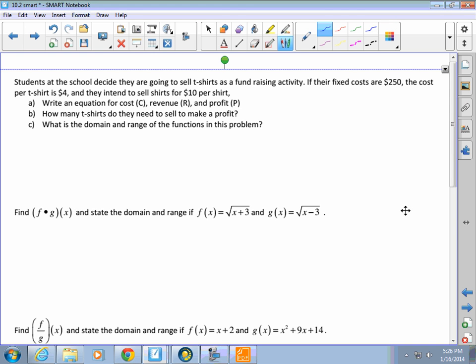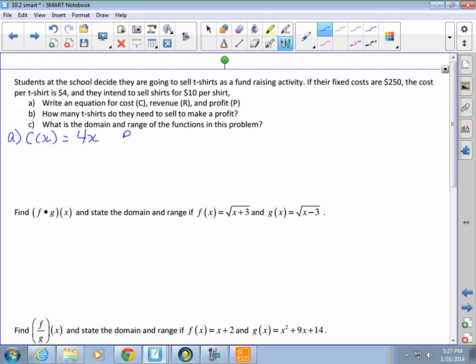So, students at the school decide they're going to sell t-shirts as a fundraising activity. If the fixed costs are $250, the cost per t-shirt is $4, and they intend to sell shirts for $10 per shirt. Then write in the equation for cost, revenue, and profit. So my cost. So cost is based on the number of shirts, and we're going to say that X is the number of shirts. Your cost of your shirt is $4 per shirt.